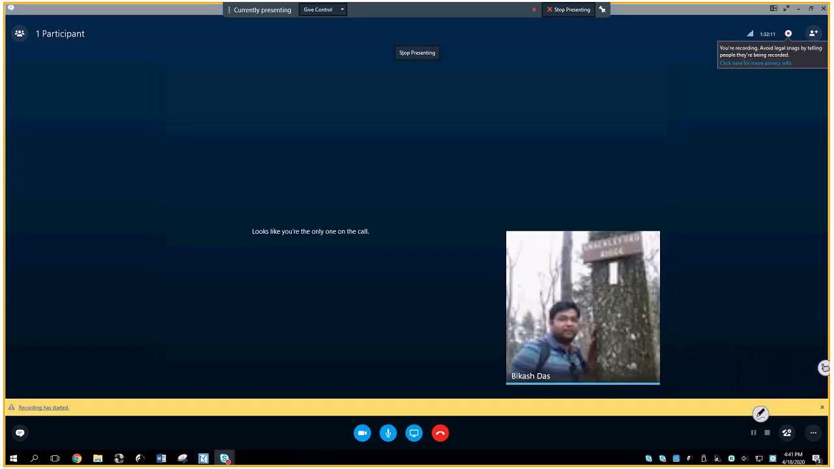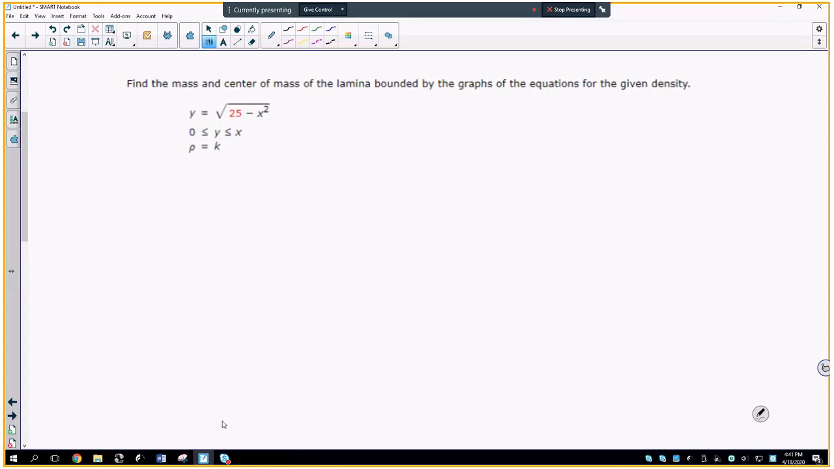So let's talk about the second example, where we are going to try to find the mass and the center of mass of the lamina bounded by the graphs of the equations for the given density. The given density is again a constant continuous density of k, and the lamina is bounded by the curve y equal to the square root of 25 minus x squared.